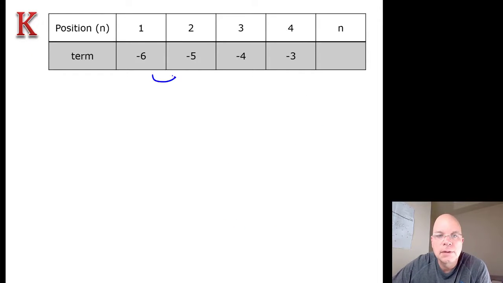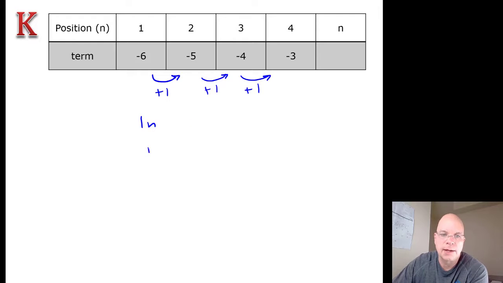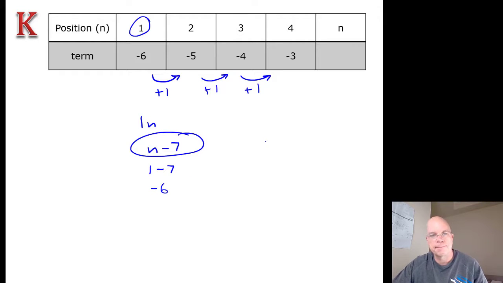K, we're adding 1 each time. And so 1n, or just n, but when n is 1, that would just be 1. But I need it to be negative 6, so I need to subtract 7. So 1 minus 7 would be negative 6. So n minus 7 is the rule for K.